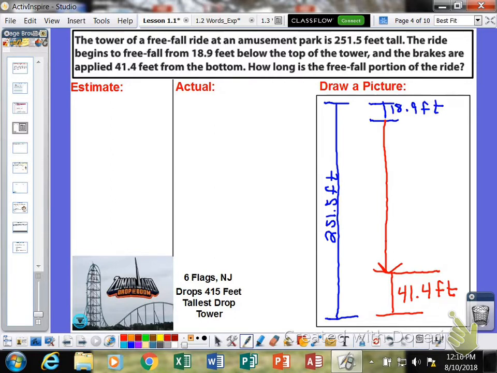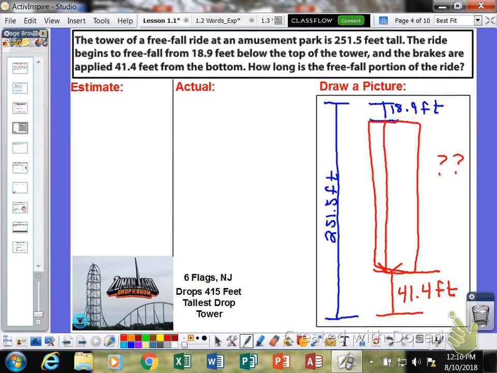So the portion that we're looking for is that free fall portion, which would be this section right here. We need to know how much this is. So estimate, we could go through a problem and we can use easy numbers to estimate. So we know the total height, and we would have to subtract the two things: where the free fall started and where the brakes were applied.